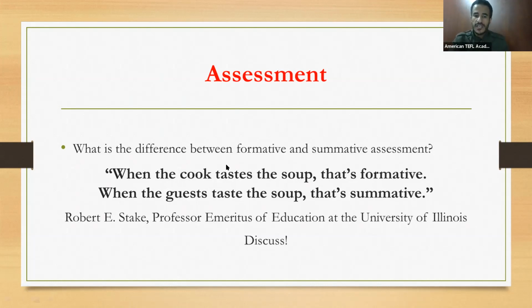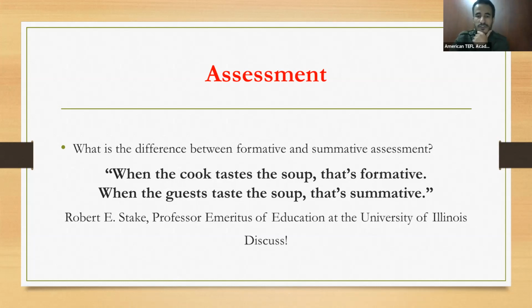When the cook tastes the soup, that's formative. When the guest tastes the soup, that's summative. It's a very interesting analogy to compare. So this is from Robert E. Stake, Professor Emeritus of Education at the University of Illinois.